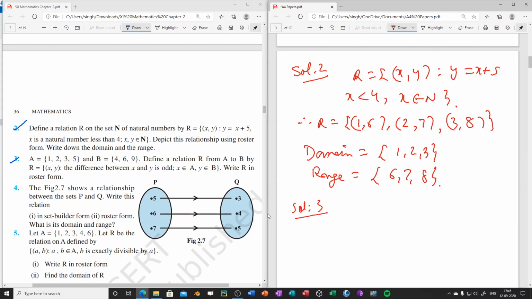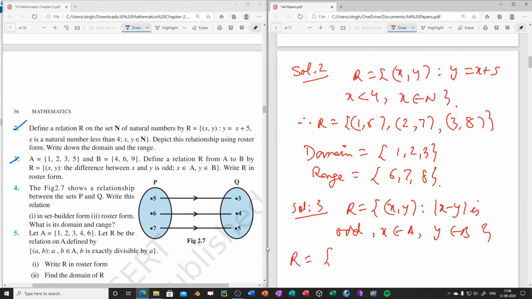So here, what should R be? R is the collection of all x, y such that the difference between x and y is odd. So we can say that x minus y is odd, x belongs to A, y belongs to B, and we have to write it in roster form. So let's start writing the elements.